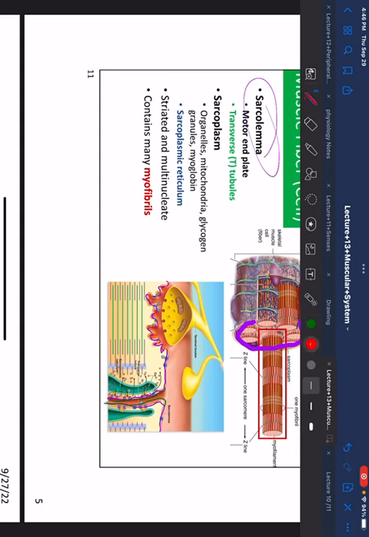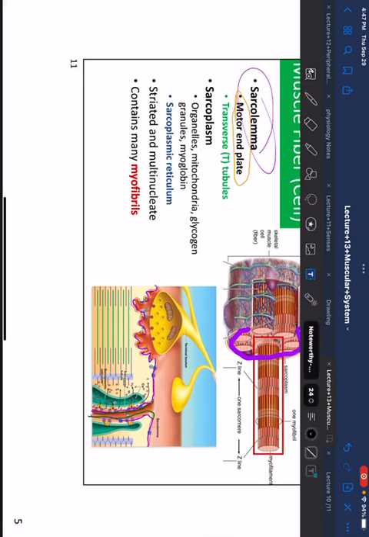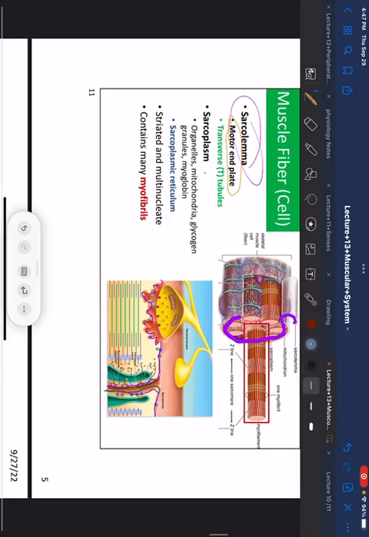Another term you should be familiar with is sarcoplasm. What does that sound like if we just talk about cells in general? Sarcoplasm sounds like cytoplasm. So thus it's the cytoplasm of the muscle. So on your notes you can write equals cytoplasm if that helps you. And we know that cytoplasms of cells, or sarcoplasms of muscles, are going to contain various cellular organelles. One important organelle of muscle fibers are mitochondria.